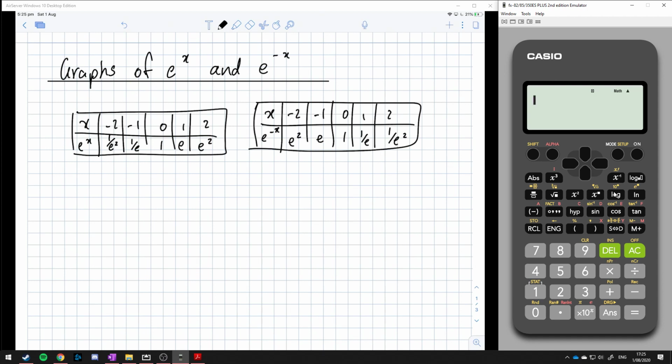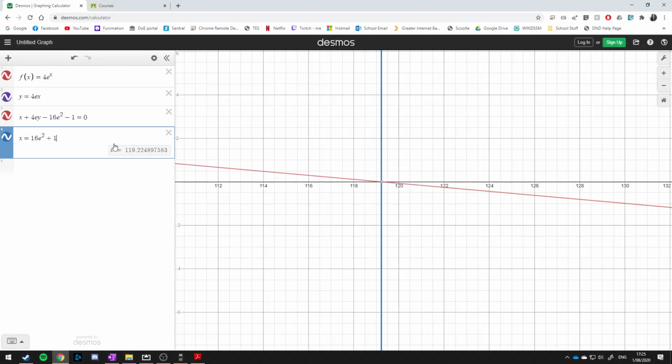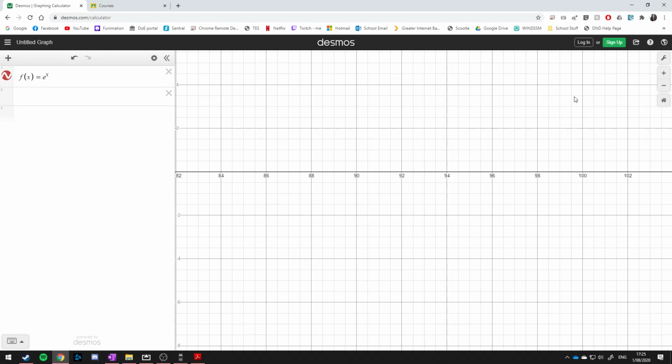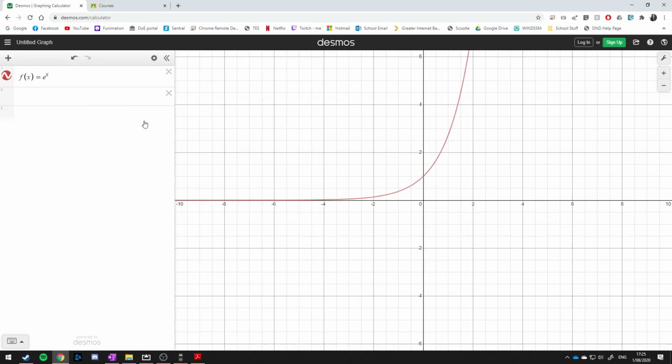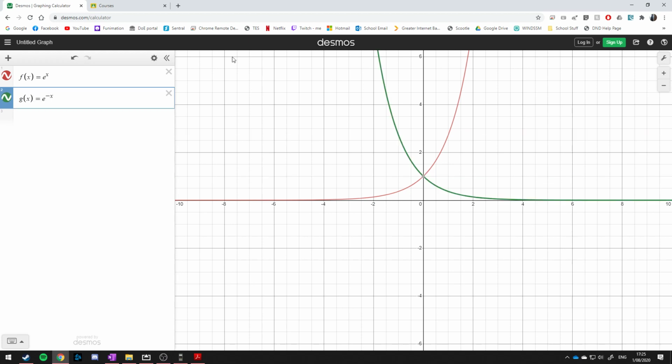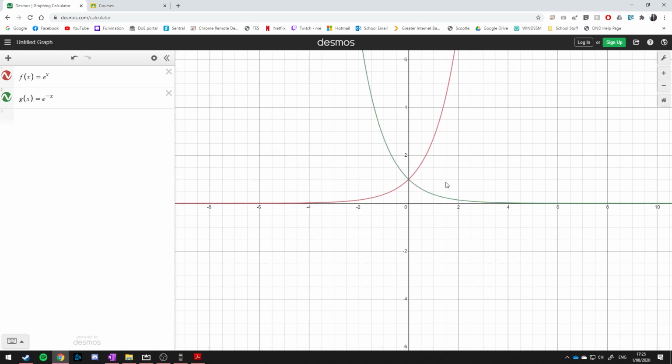Now, what you'll notice is we've got a point where the values are the same. So if we have a look at the graphs of these two, y is equal to f of x is equal to e to the x, and let's go back to where we are and type in our other function, e to the negative x. Okay, so it's in the y-axis, not the x-axis. What you'll notice is we have these two curves meeting at one point here.